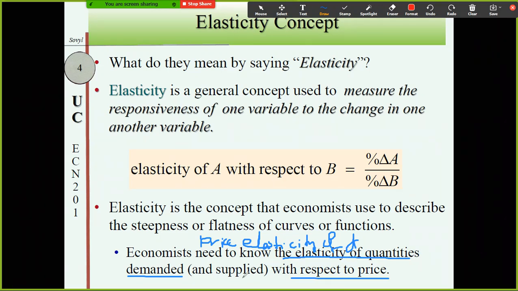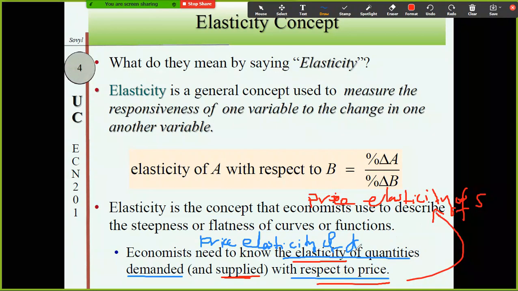The elasticity of quantity supplied with respect to the price, we call price elasticity of supply. Okay, we are talking about supply: elasticity of quantity supplied with respect to the price. So what does it mean? What does price elasticity of demand mean? Supply, yes, we will see later on. But now we look at what price elasticity of demand means.